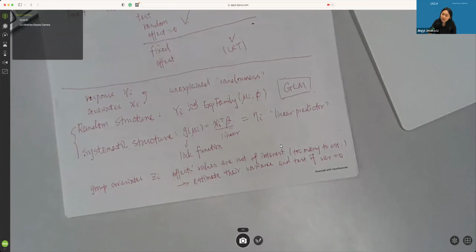But you don't want to estimate so many parameters. Therefore, you just estimate a common variance instead of those parameters themselves. That's the intuition. So I would say this whole class will give you this idea.